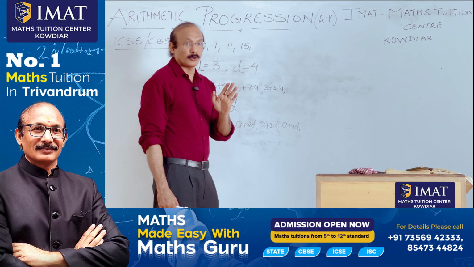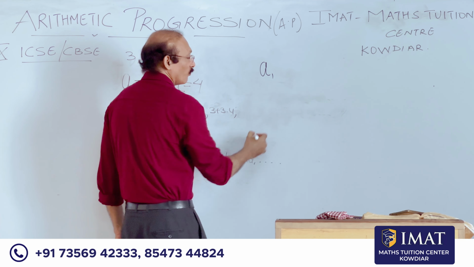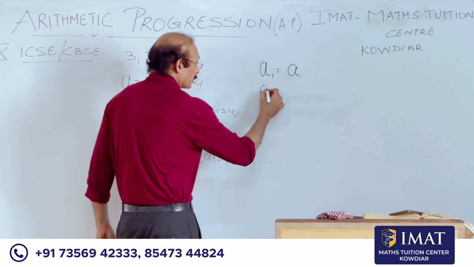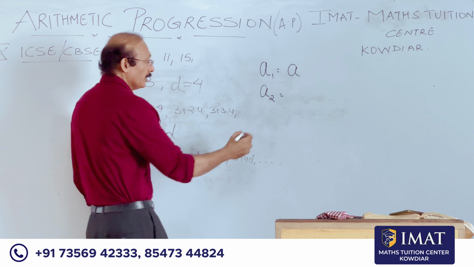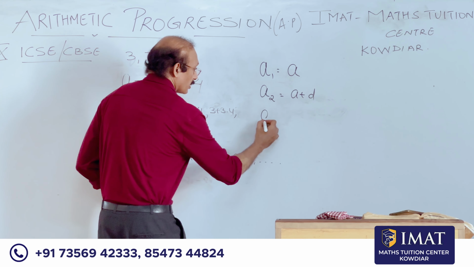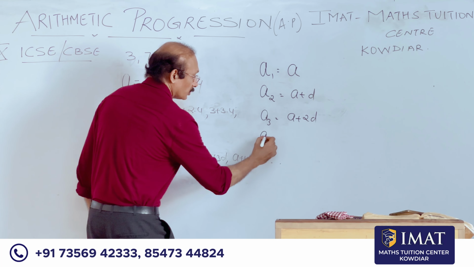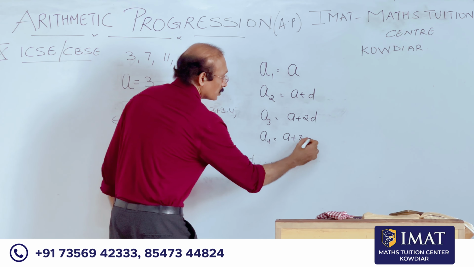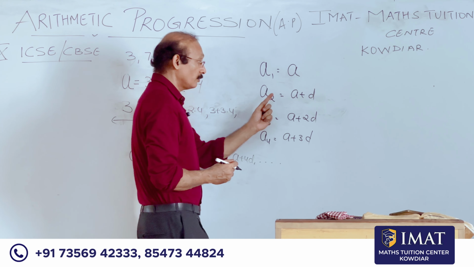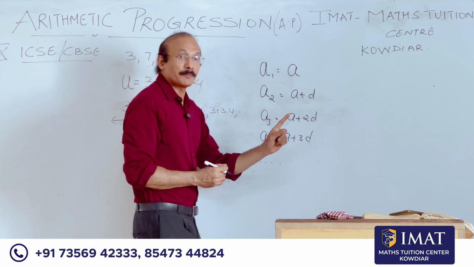Now let me come to a very important formula from this section. See, let me take the first term as A1. So here the first term is A in this general form. The second term, let me take it as A2. What is the second term here? It is A plus 1 times D. The third term, A3, is A plus 2 times D. The fourth term is A plus 3 times D. See, are you getting an order here? The first term is A, the second term is A plus 1 times D, the third term is A plus 2 times D, the fourth term is A plus 3 times D.